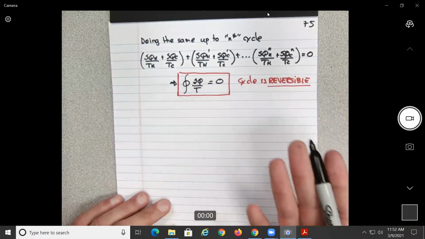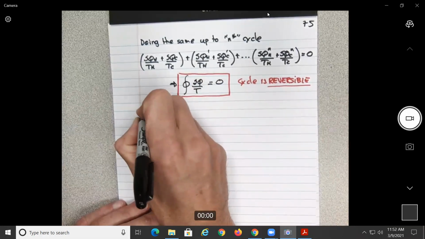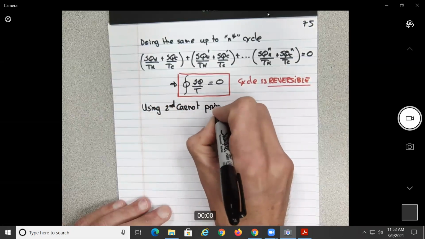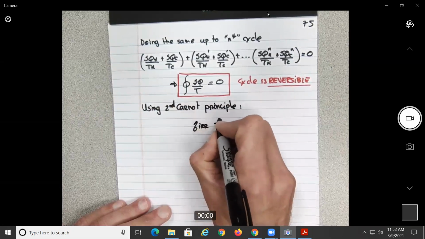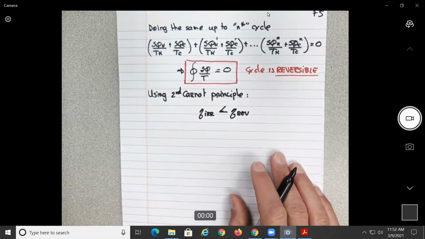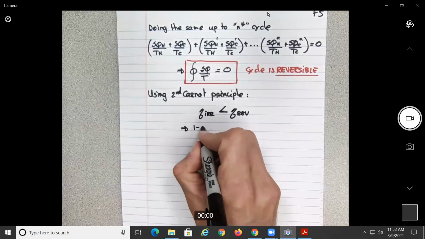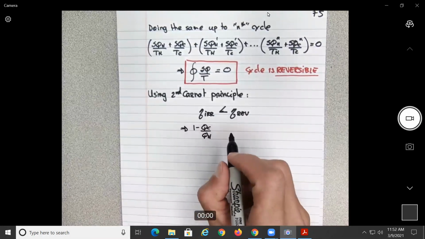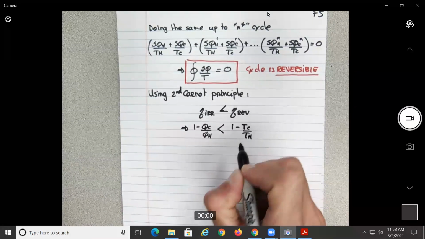And then he said, okay, let me now use the second Carnot principle. What is the second Carnot principle? The efficiency of an irreversible cycle is lower than the efficiency of a reversible one. So same as before, the general expression will be 1 minus Q sub C over Q sub hot, and this should be lower than 1 minus T sub cold over T sub hot.